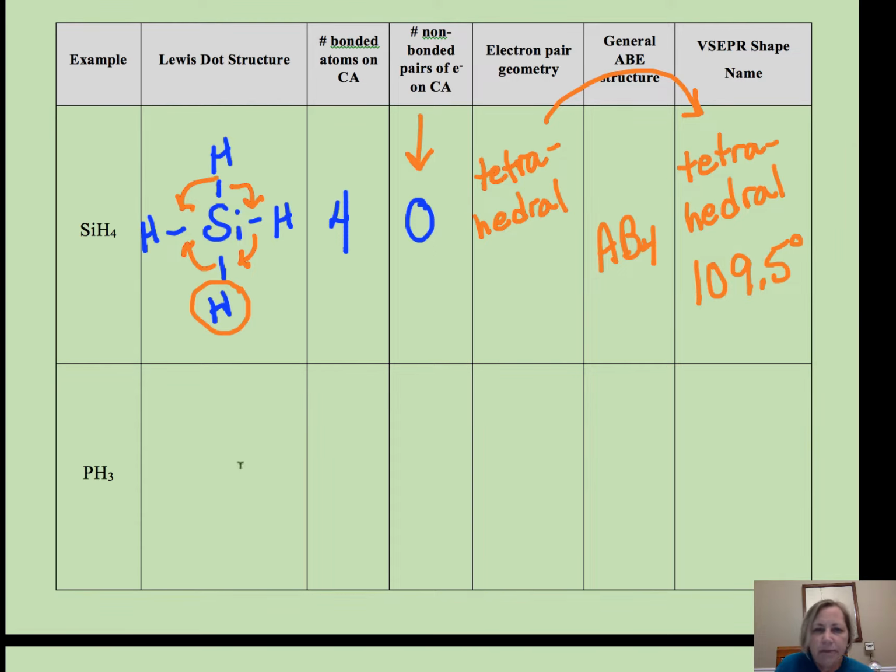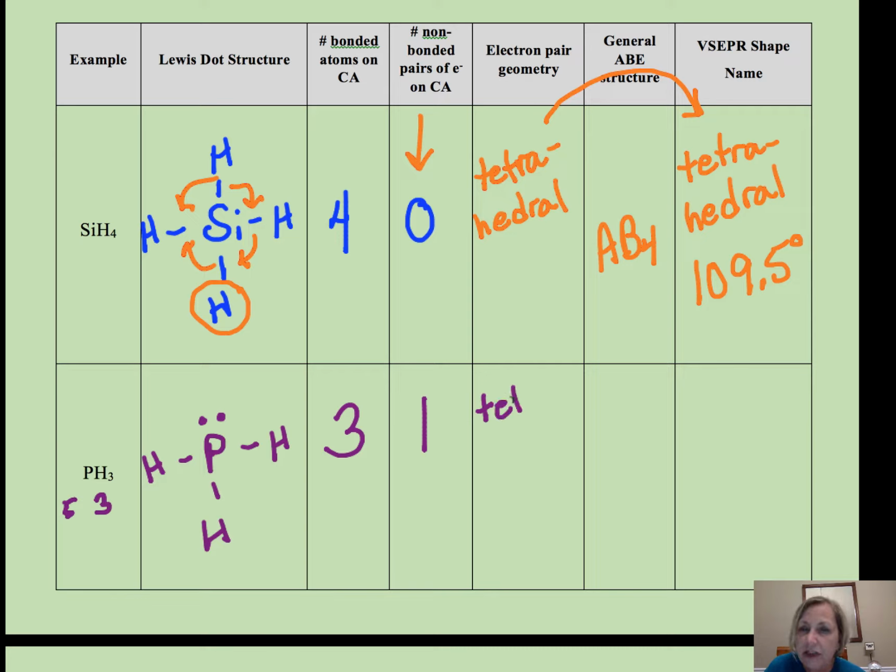Let's take a look at PH3. So phosphorus has 5 valence electrons. Each hydrogen brings 1 for a total of 8. Now we're going to see a little nuanced difference. I now have a non-bonded pair on this central atom. So I have 3 bonded atoms on the central atom, 1 non-bonded pair. This is 4. 4 plus 0 is 4. 3 plus 1 is 4. It's in the tetrahedral family.